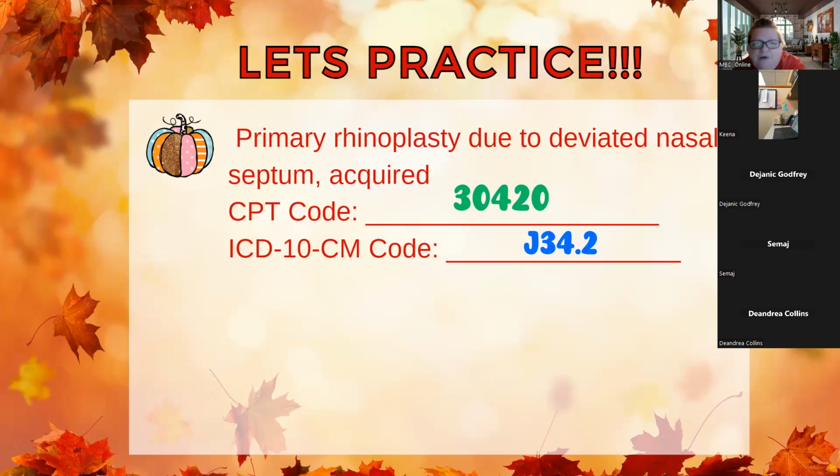So for our primary rhinoplasty, our CPT code is going to be 30420. And for our deviated nasal septum acquired, it is going to be ICD-10 code J34.2.